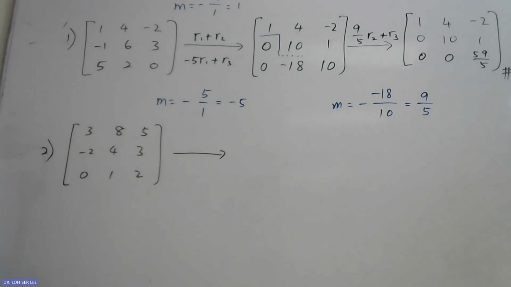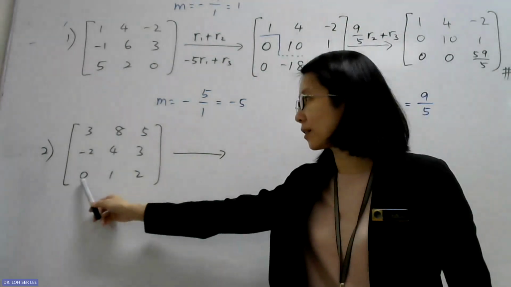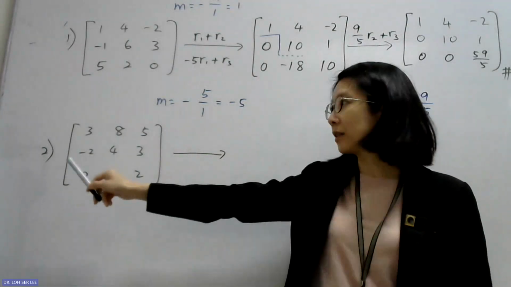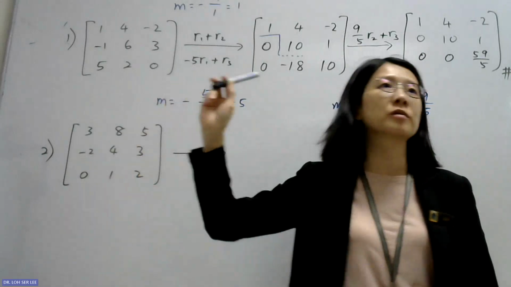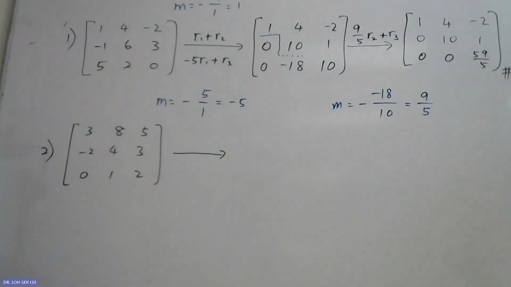For question number 2, we just need one operation. For the first stage, we just need one operation. Row 3, the first entry is already 0, so we don't have to do anything to row 3. We just need to change this row into 0.